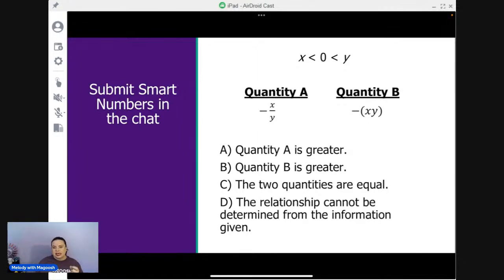But if the relationship between the two columns could ever change, sometimes one is bigger, the other smaller, sometimes they're equal, sometimes they're not. If the relationship could ever change, then we choose D. That's what D means.